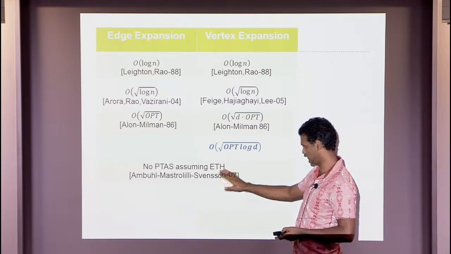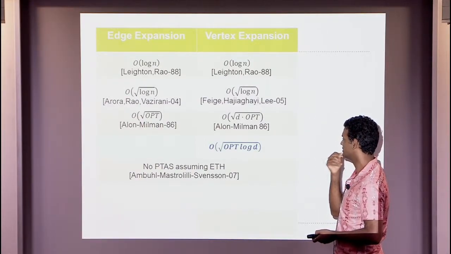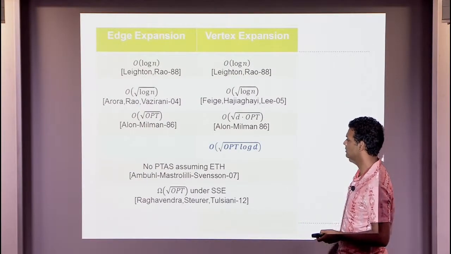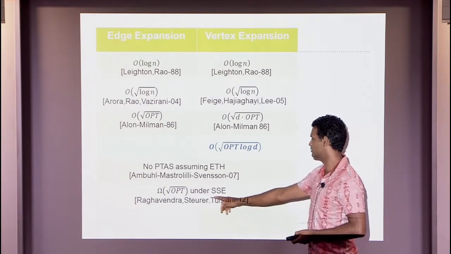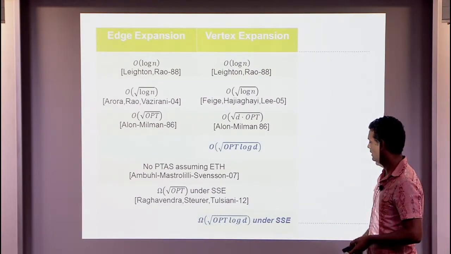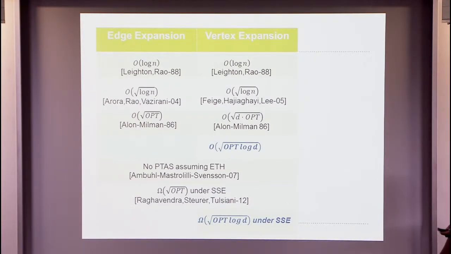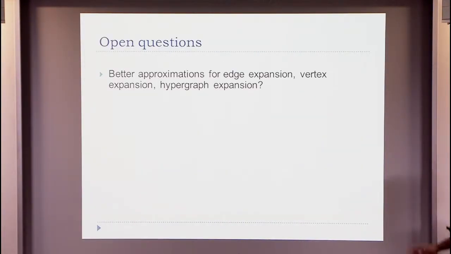It's also known, this is the strongest result we know, assuming the exponential time hypothesis, there is no PTAS for these problems. And this is what RST proved, that square root opt holds for edge expansion, which implies also for vertex expansion. And this is what we just saw, that square root opt log d is a lower bound. Here are some questions. Of course, better approximation, right?